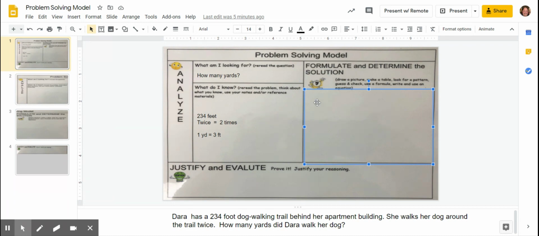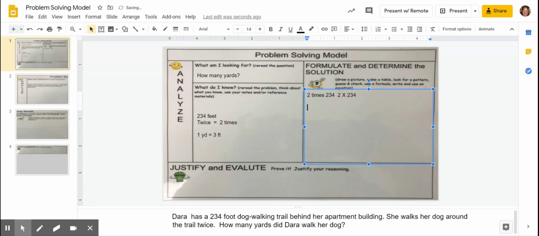So some of you are going to think of this and say, well, if she goes around twice, I know twice means two times, and times is a keyword. So I can just do two times 234. And that's a math problem, isn't it? Two times 234. And some of you are going to see it that way.